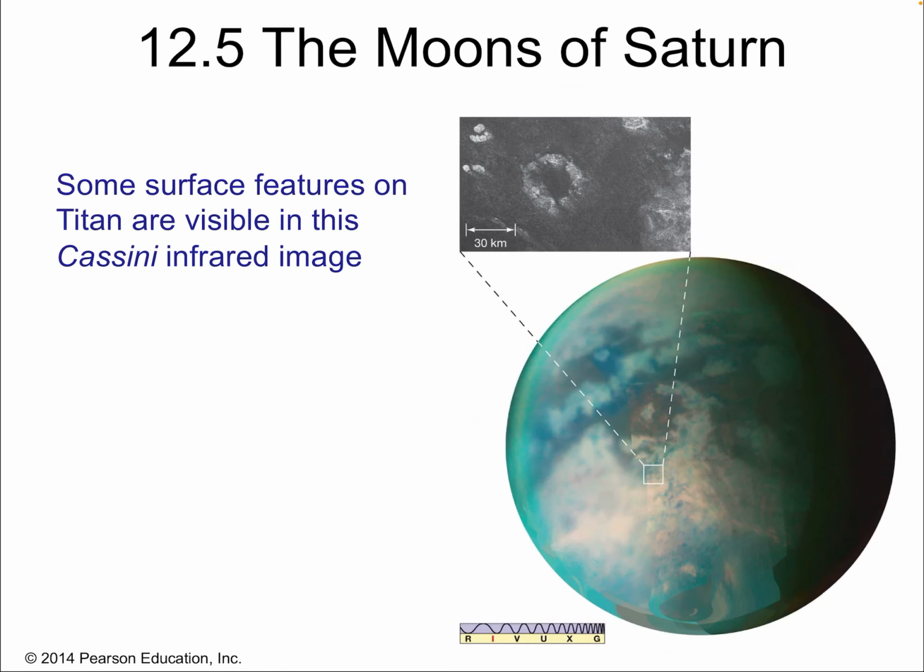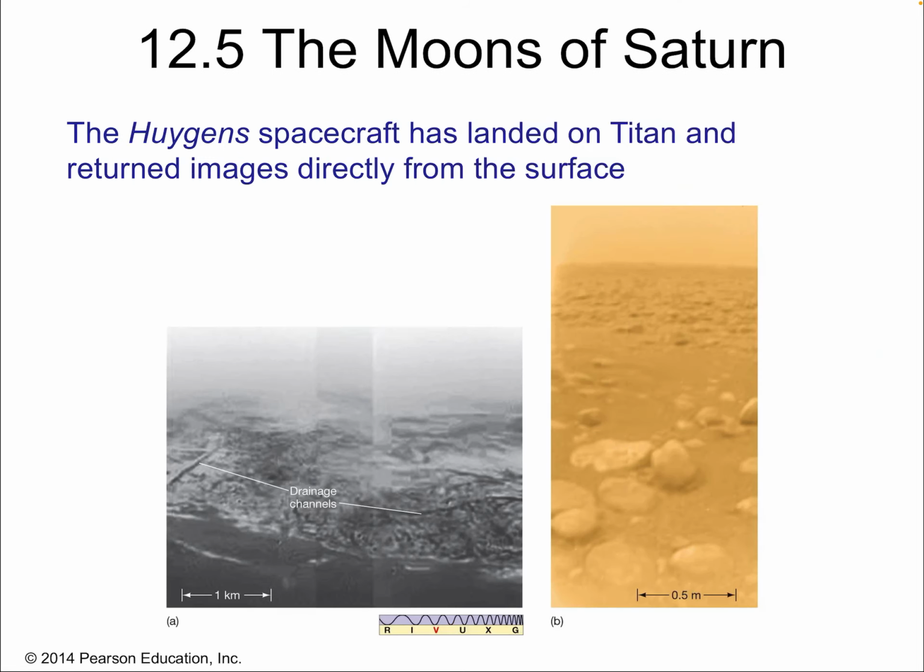All right, some surface features on Titan are visible in this Cassini infrared image. So actually looking through the cloud layer by using the non-visible part of the spectrum, using the infrared, right? And then using artificial color to show some of the features. And we can see what looks like a crater, lots of examples of erosion, okay? We can see drainage channels, so clearly that methane rain comes down, has an effect on the landscape.